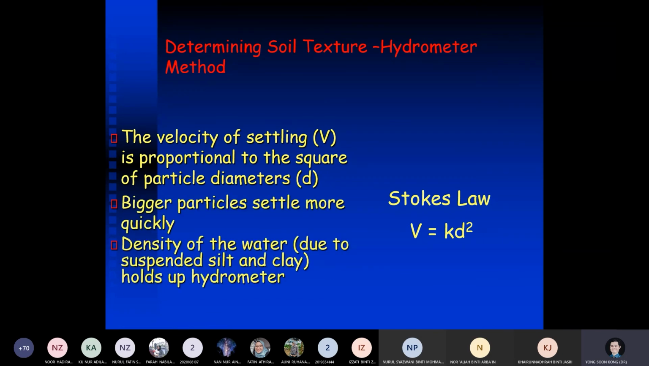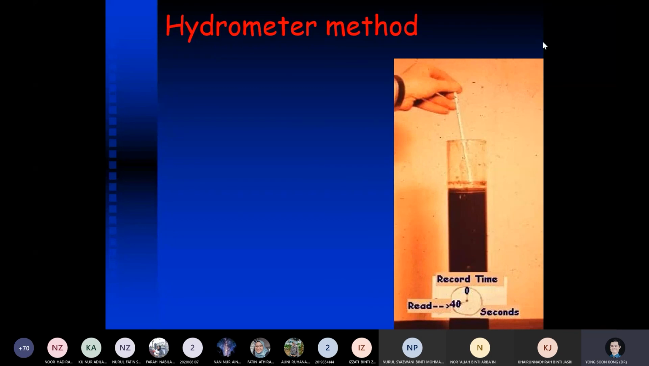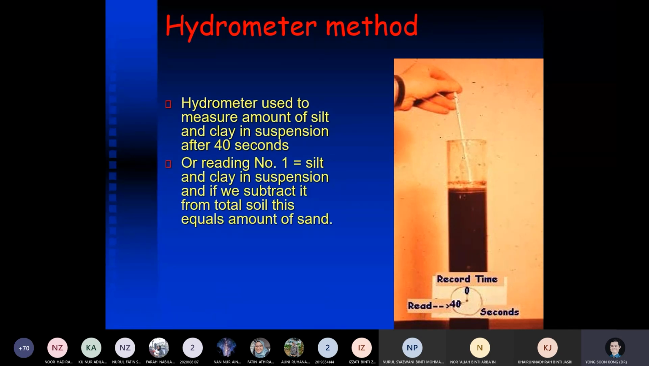So as I said just now, the bigger particles settle faster and the density of water will suspend the lower density silt and clay. And if the clay is suspended, the water density also becomes higher. Because of that, the hydrometer tends to float higher as well. If there are not too many suspended particles, it will sink a little bit. So based on this, and based on the timing of the suspension, we can guess between what time to what time the sand will settle. From there you can determine how much sand and silt.